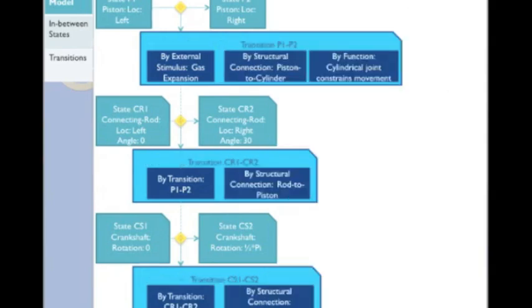To be thorough, we should also add to our explanations the fact that the piston is connected to the cylinder, which has the function of constraining the movement of the piston, and that the connecting rod moves because it is connected to the piston, and that the crankshaft moves because it is connected to the connecting rod.